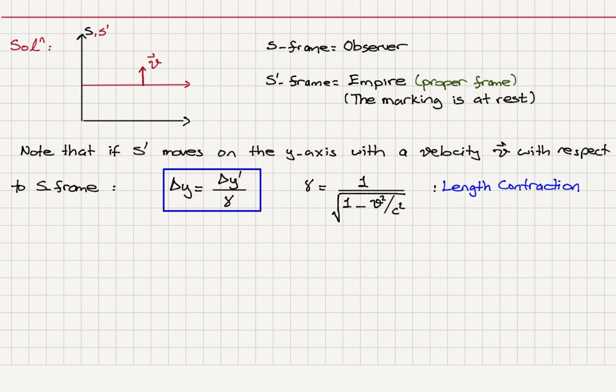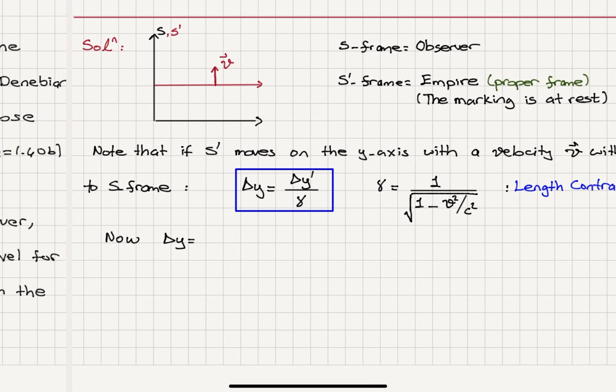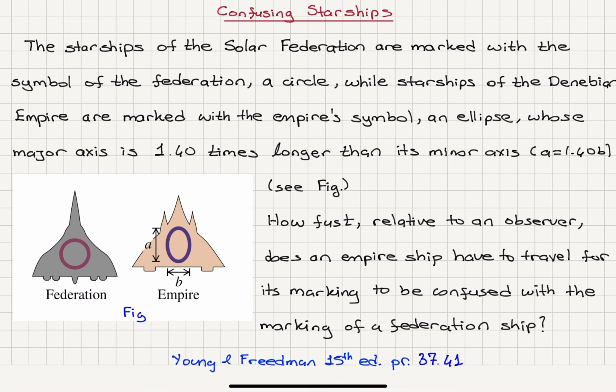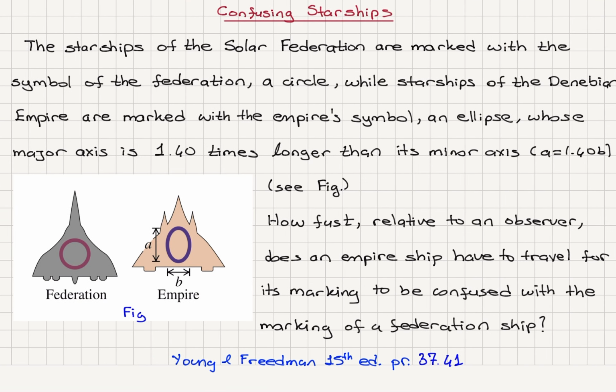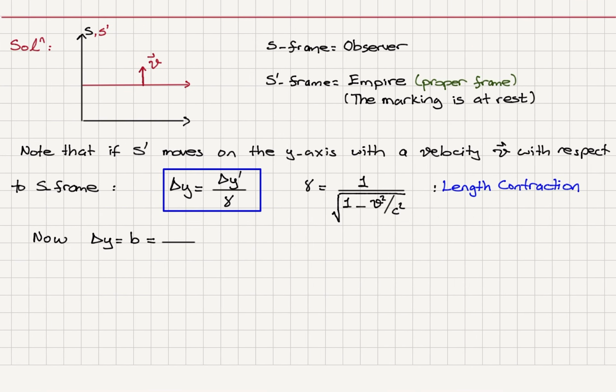So now I have the delta y measured by the S reference frame, observer reference frame, should be equal to, instead of A, it should be equal to B, so that this is going to turn into a circle. So delta y should be equal to B, but what is the proper delta y? It's delta y prime, which is A, that is 1.4b. So it is 1.4b divided by the relativistic correction factor gamma.